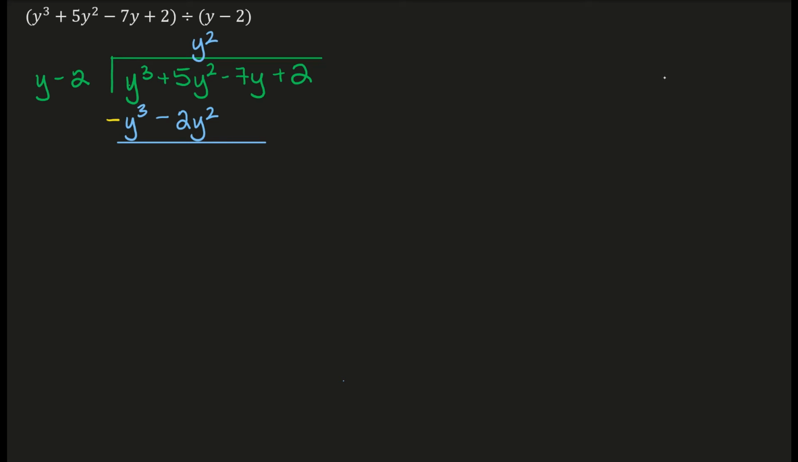So I'll come through here, and I'll make this a negative and this a positive. So the y to the thirds cancel. 5y squared plus 2y squared gives me 7y squared. And then here, we'll bring down the minus 7y. So I'll say, what do I multiply y by to get 7y squared? And that's going to be 7y. So 7y times y gives me 7y squared. 7y times negative 2 gives me negative 14y.